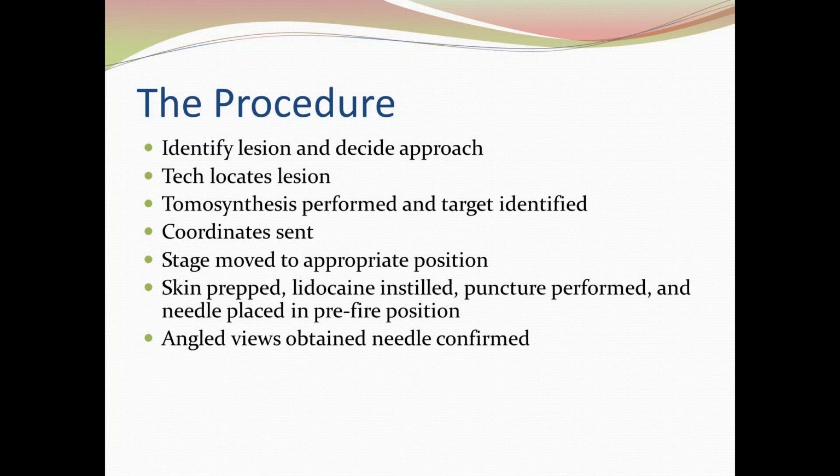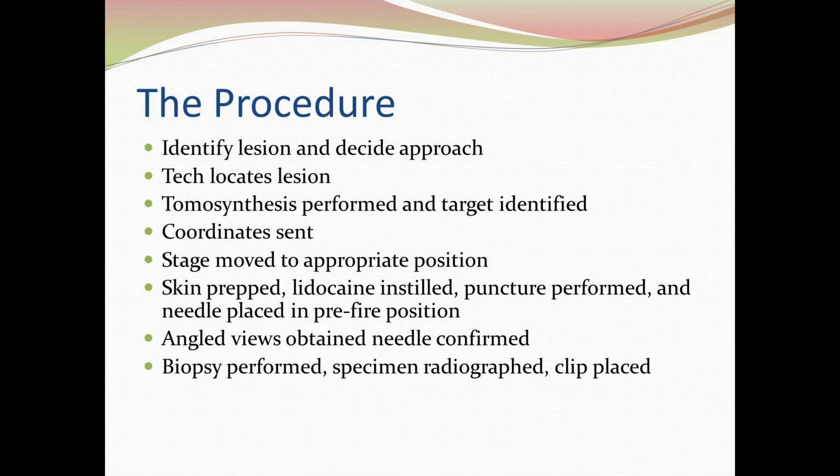biopsy. We get angled views to confirm that the needle is in the appropriate position. Now, these are not angled tomosynthesis views. These are angled two-dimensional mammographic views, the same as what we do for a stereo. And we do that instead of doing another tomosynthesis with the needle in place because of artifact, and I'll show you what that looks like. We do the biopsy, we radiograph the specimen, and we place the clip as we normally would do, and then we do a tomosynthesis of the clip to see if we're at the right Z depth, and get a confirmatory mammogram.